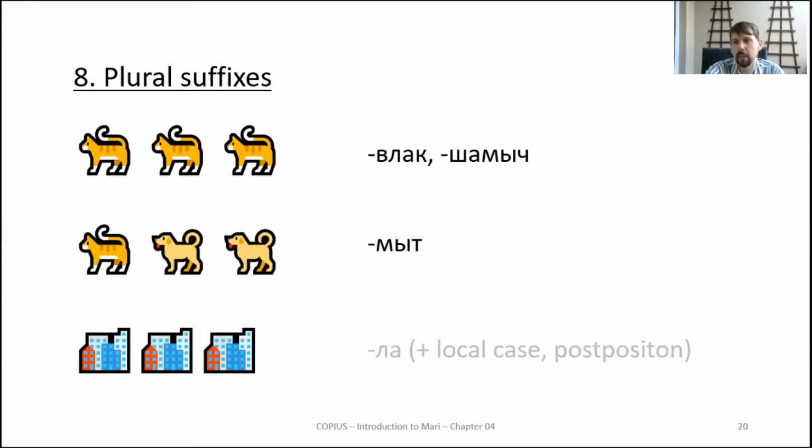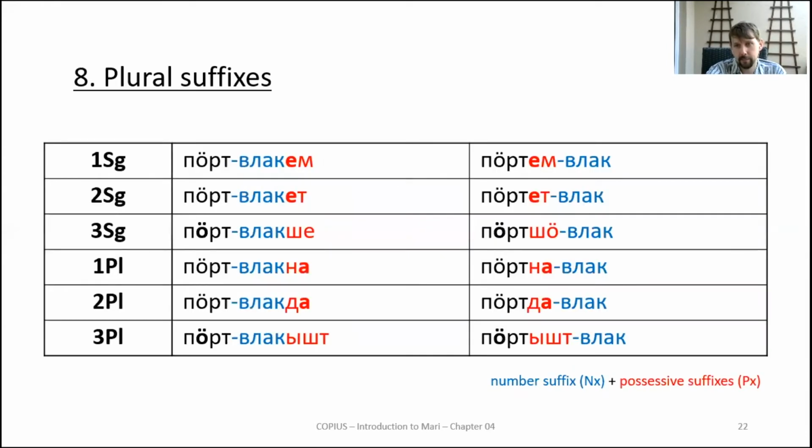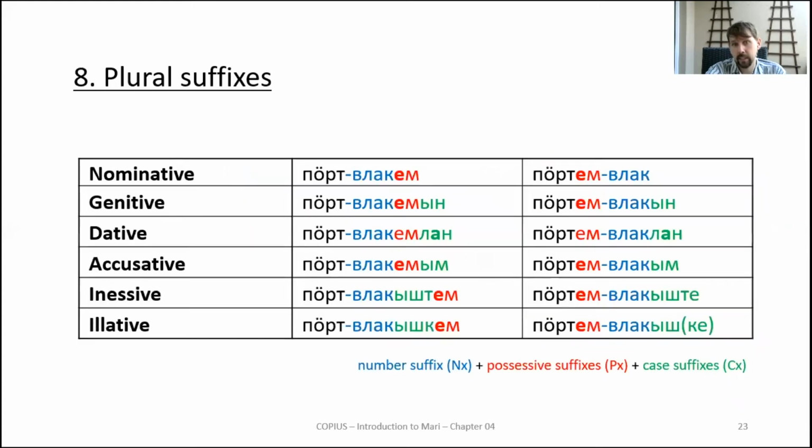We're going to meet this one much later, just putting it here in gray to indicate that it exists. You should be mentally prepared for it, but you don't have to learn it yet. We're looking at the combination of plural suffixes with case suffixes and possessive suffixes. So case suffixes usually come after the plural suffixes. With possessive suffixes, both arrangements are possible.